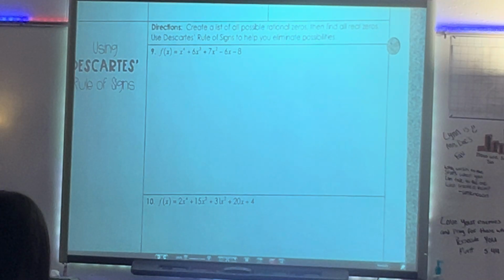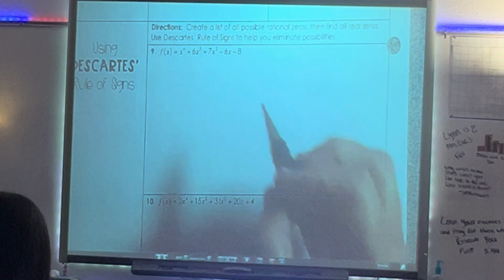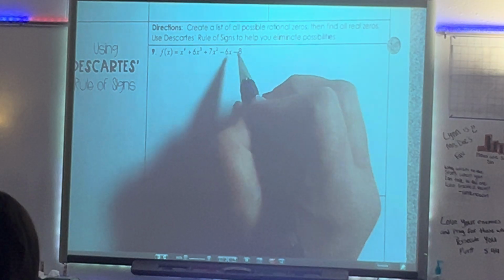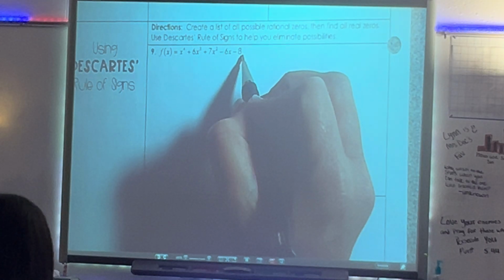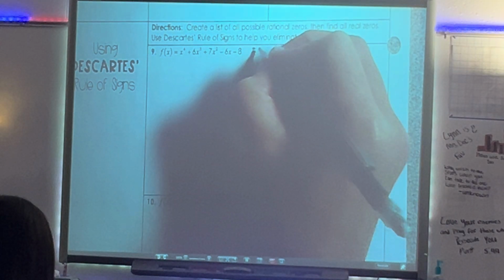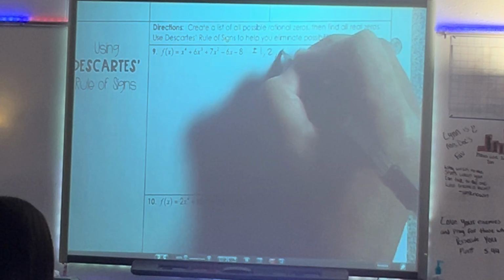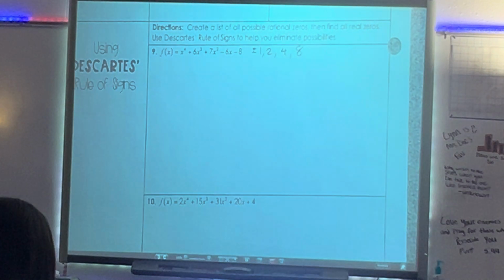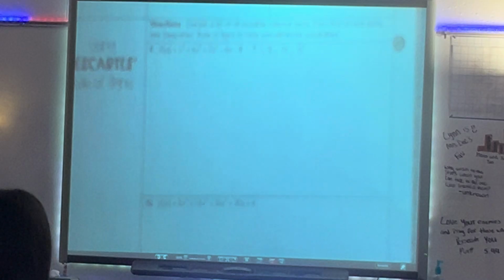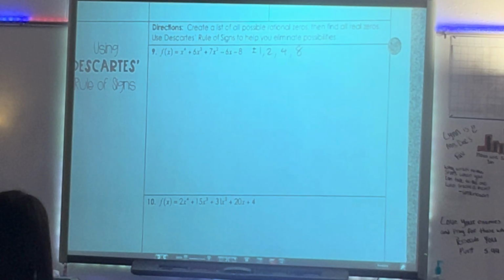Alright, so how can we use this? Let's go back to what we did yesterday. We're going to count our p over q. So I would have plus or minus 1, 2, 4, and 8, right? Those are my options, because the first thing it says is list all the possible rational zeros. Since my leading coefficient is 1, all of those are over 1, so I don't have any fractions. So I have 8 possibilities of what my factors could be.